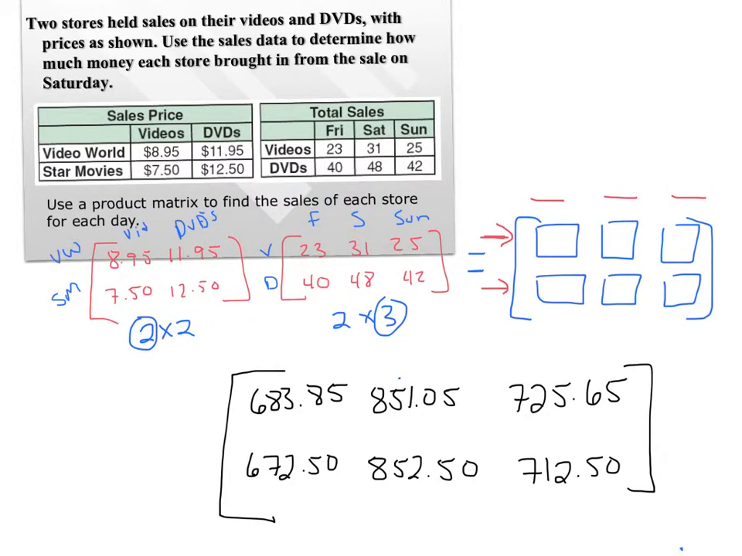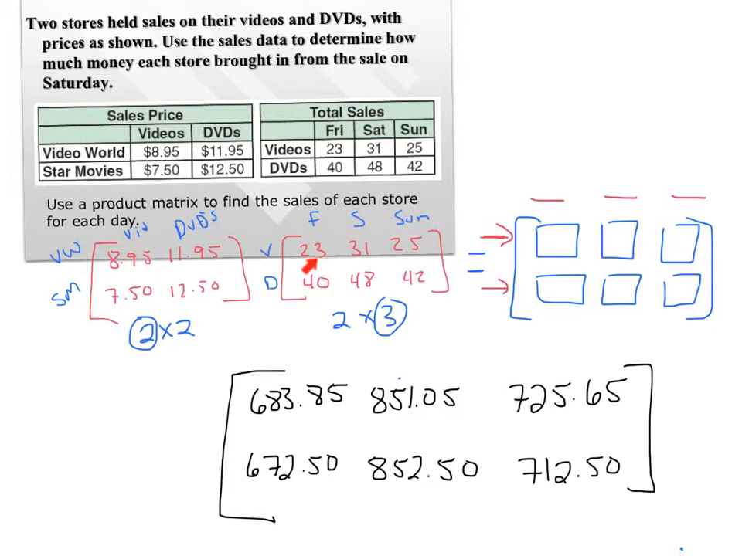Okay, so here's our resulting matrix down here in black. In order to get this value right here, this is row 1, column 1, I would take row 1, multiply it with column 1. So this is Video World's total sales for Friday. And notice I'm taking their dollar amount for videos, multiplying it by how many videos they sold, and taking the amount of DVDs that they sold, and the cost for a DVD, and multiplying it by how many DVDs they actually sold. So that makes sense, right?